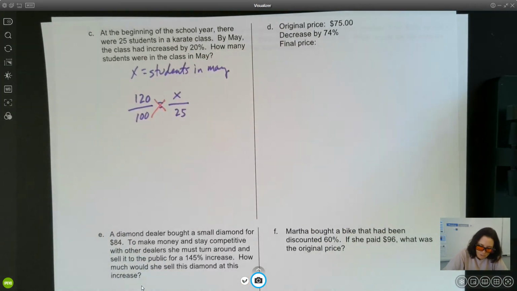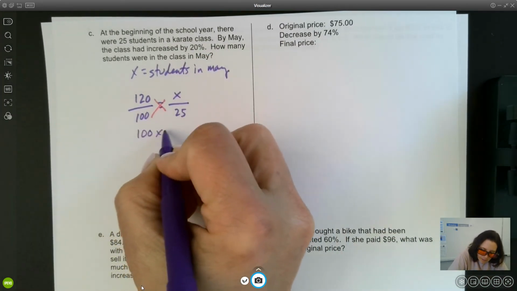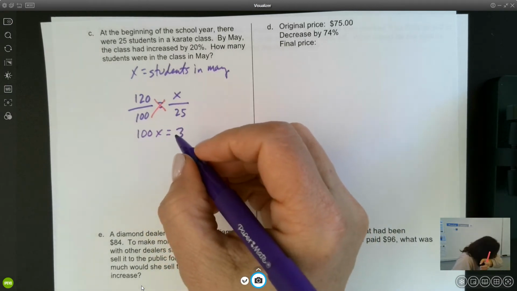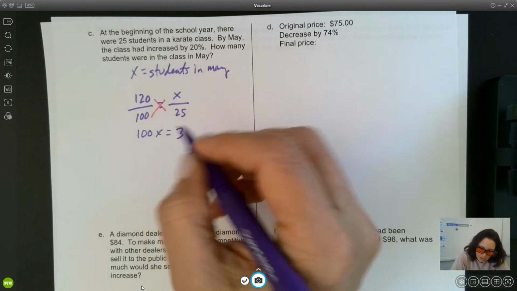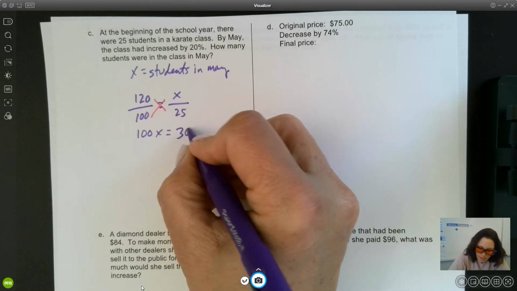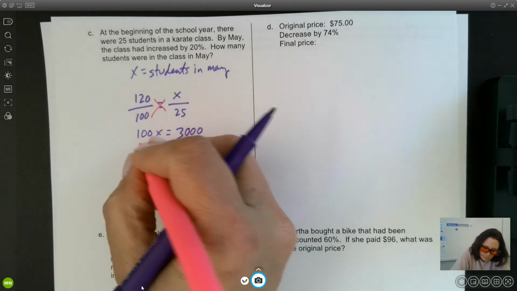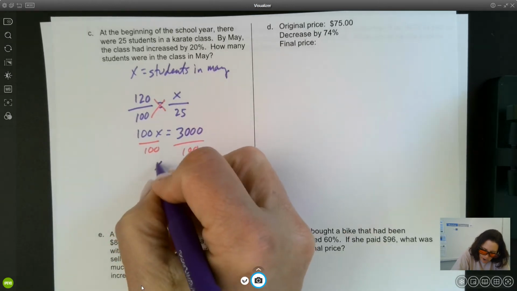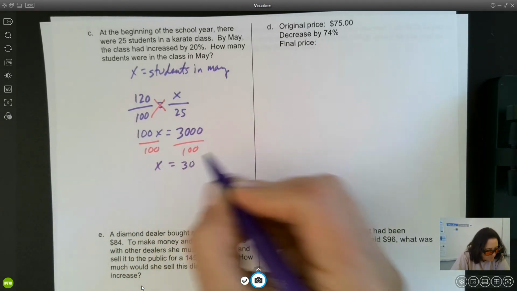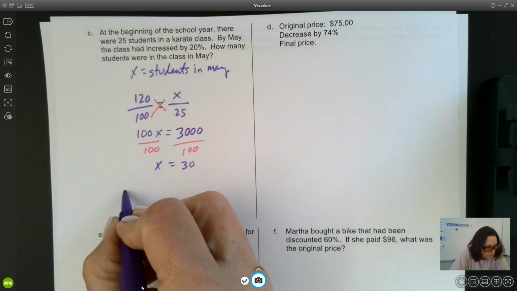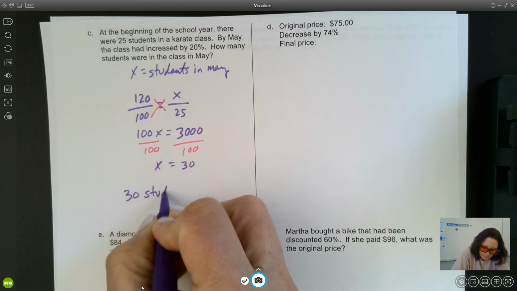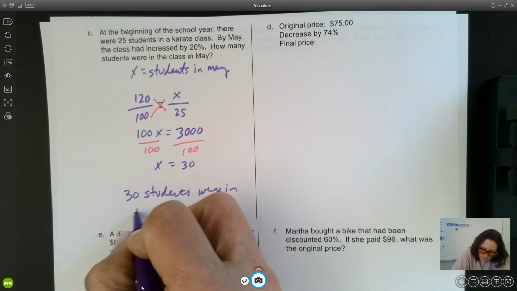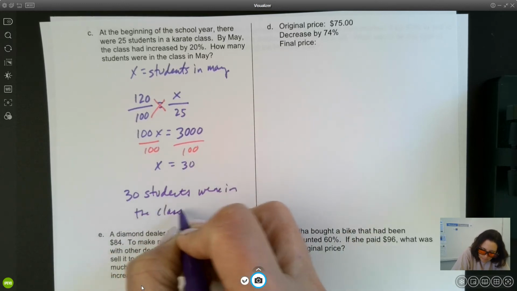So we're going to cross multiply. So 100x equals, that comes out to be 3,000. Divide by 100. X equals 30. So 30 students were in the class in May.